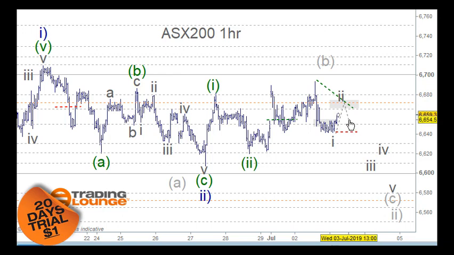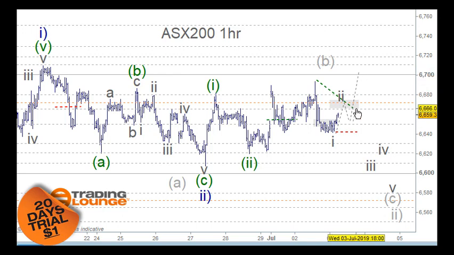If it's going to move up, we'll take that high here, and once that market moves down through here, if it moves back up through that line, then we can go long from that point.